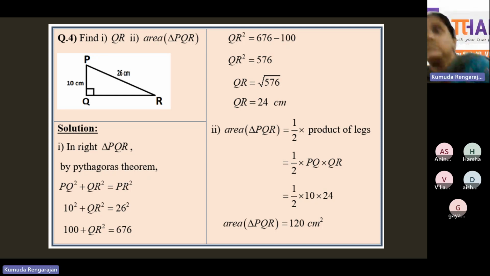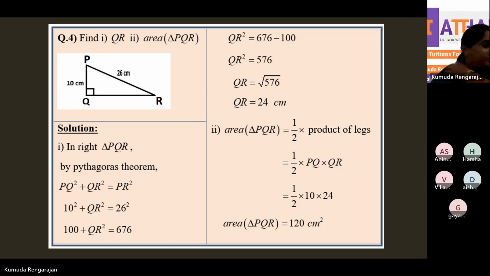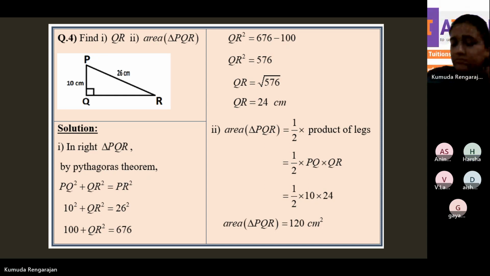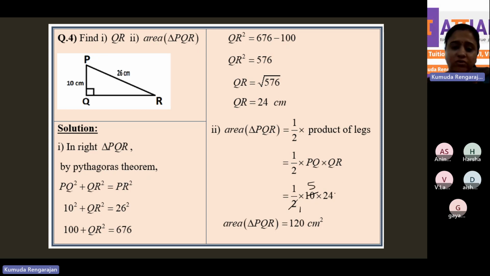Done writing, children? Online students? Yes, ma'am. All right. Yeah, you can. Correct. 2 1s are 2, 5s are 24 into 5 is 120. Yes, yes.